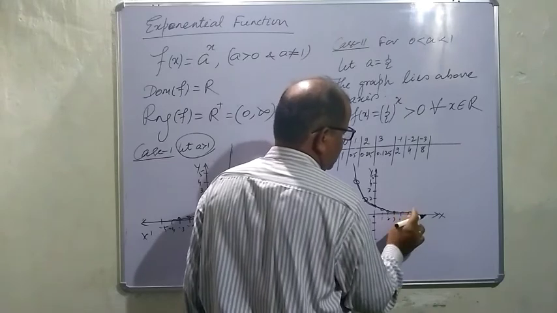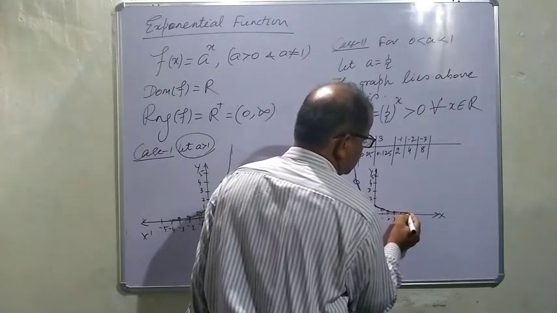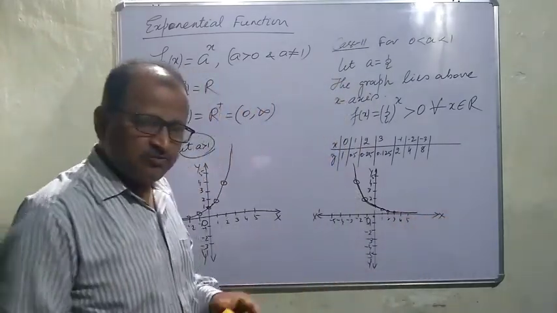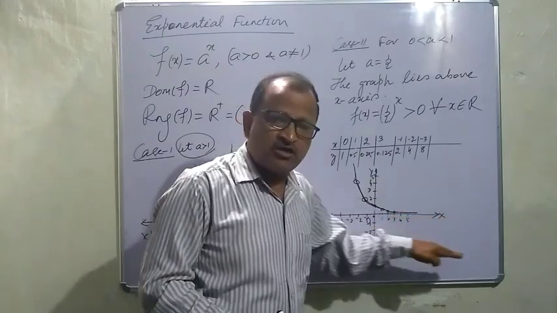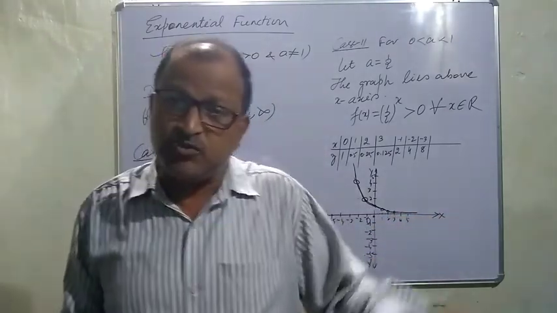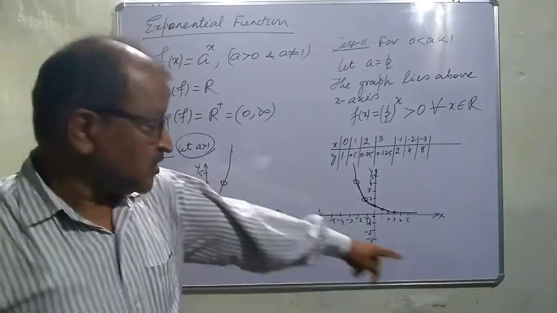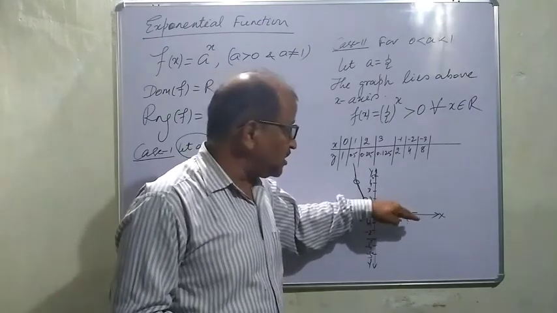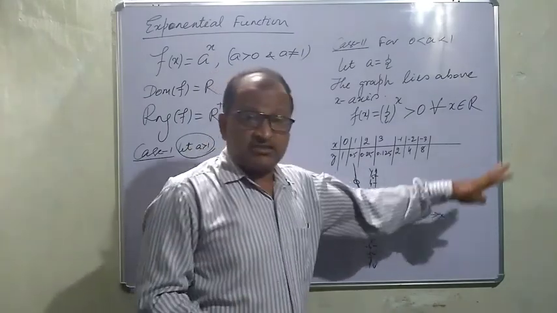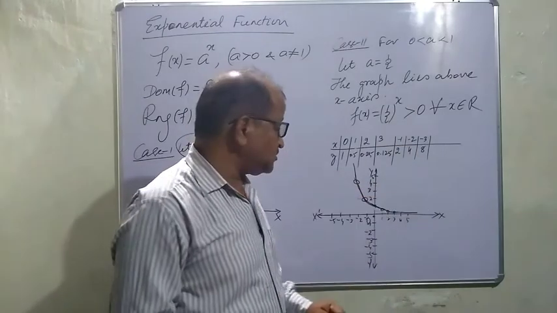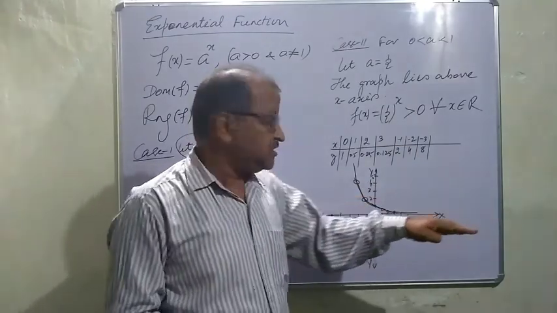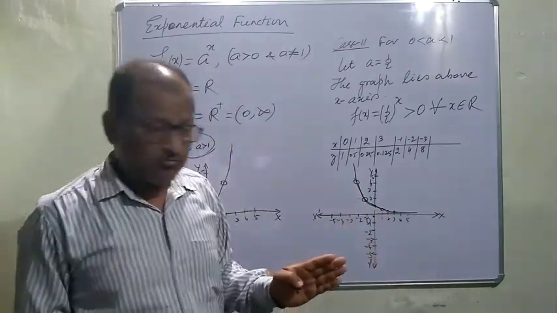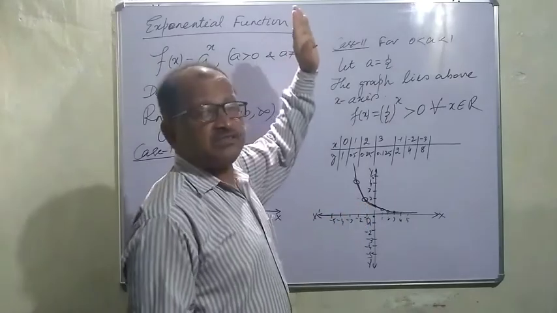It will just try to merge with x-axis, but it will never touch. The value will decrease and decrease and decrease while x is increasing. While x is increasing, the value of half to the power x will decrease and decrease and decrease. But it will never touch the x-axis. Similarly, in the negative direction, if we move away from 0, then it will highly increase.